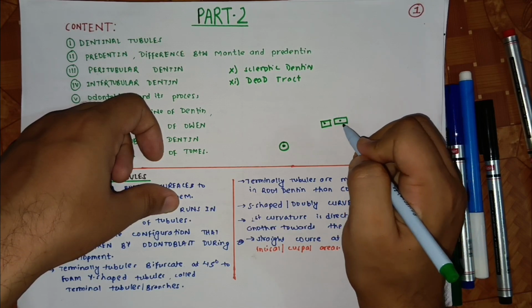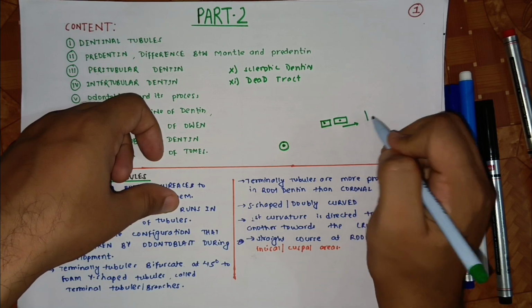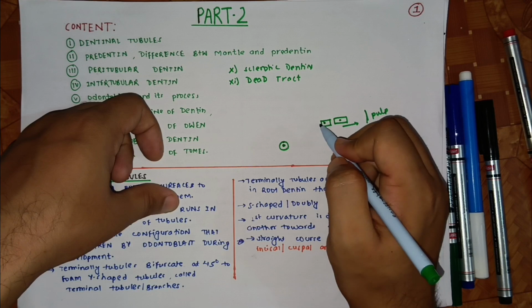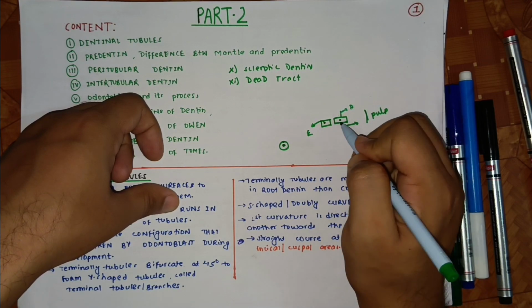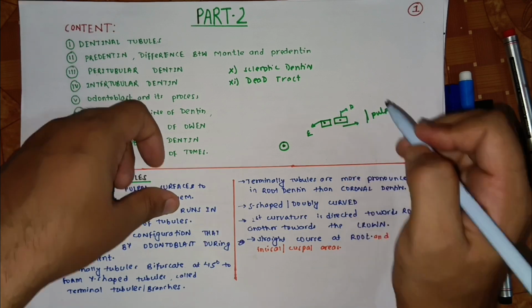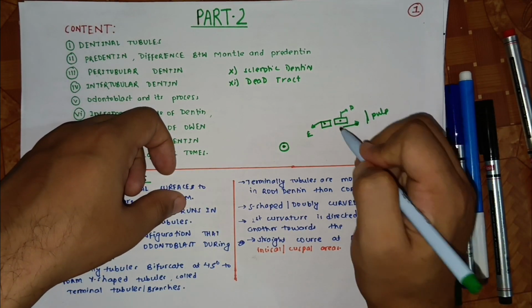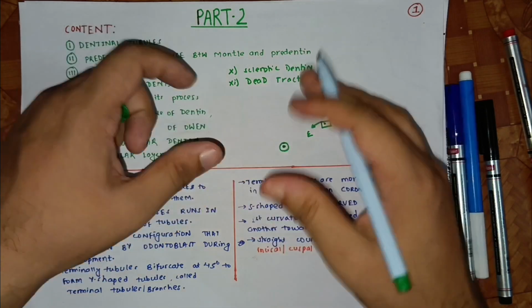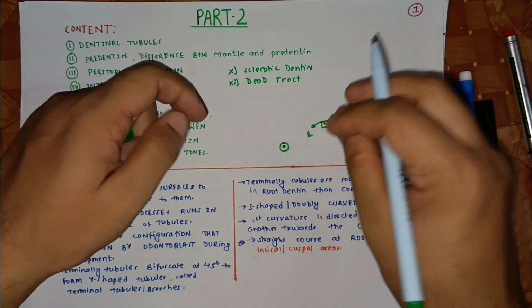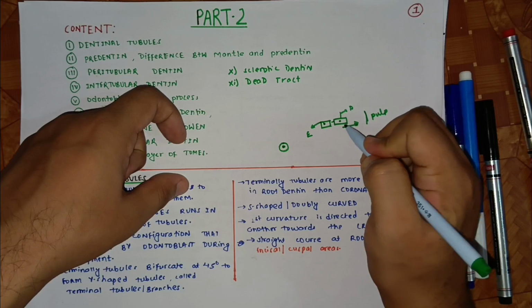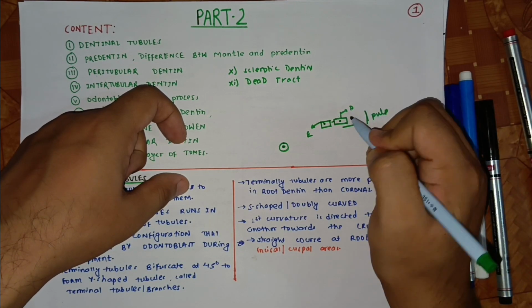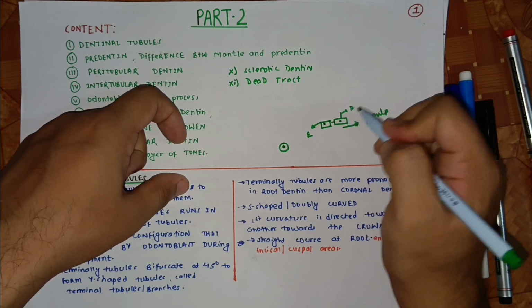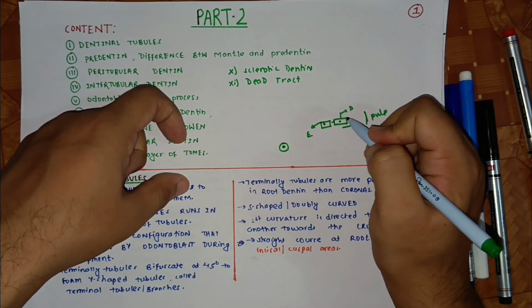So what happens is that this odontoblast moves towards the pulpal side. This portion is the pulp, and this portion is the ameloblast portion that gives the enamel, while the odontoblast gives the dentin. The odontoblast moves towards the pulp, releasing the matrix upon which mineralization happens. In that matrix there is mineralization and formation of the dentinal tubules.